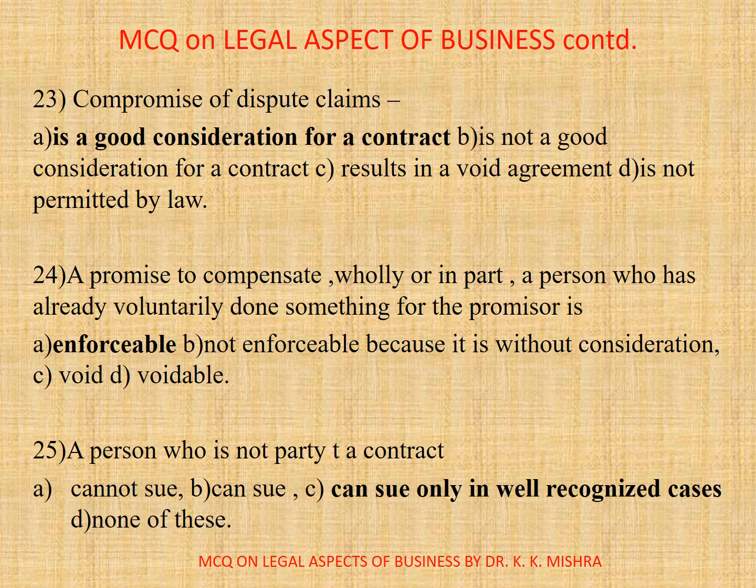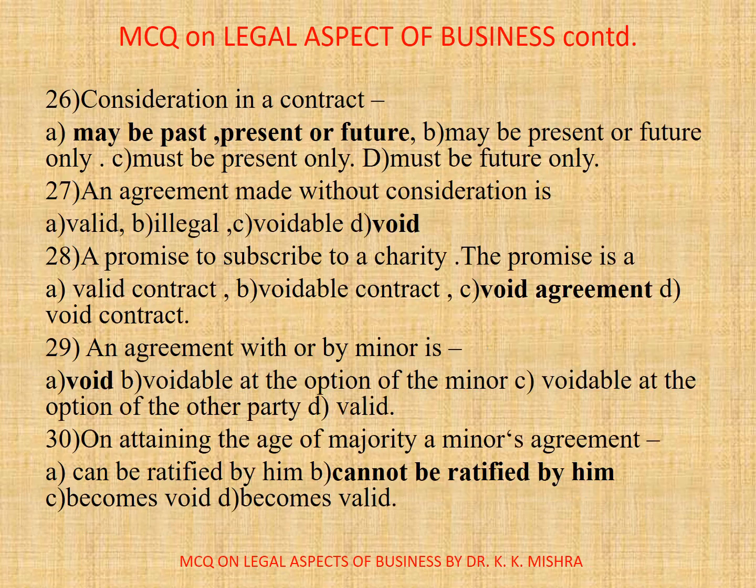Question number 25. A person who is not party to a contract, options are A, cannot sue. B, can sue. C, can sue only in well organized cases. D, none of these. Correct option is C, can sue only in well organized cases.